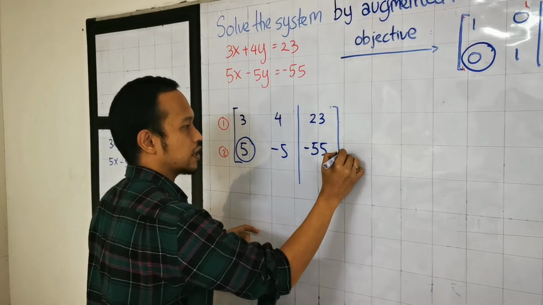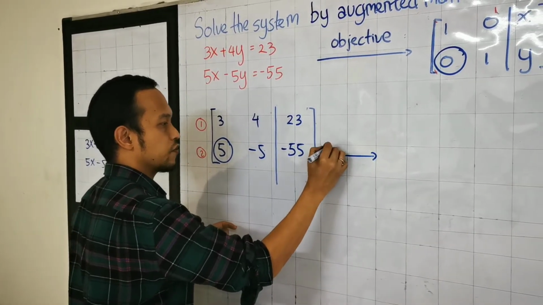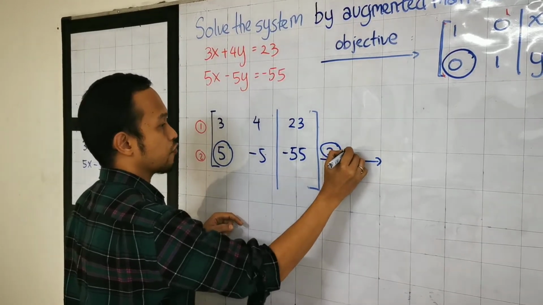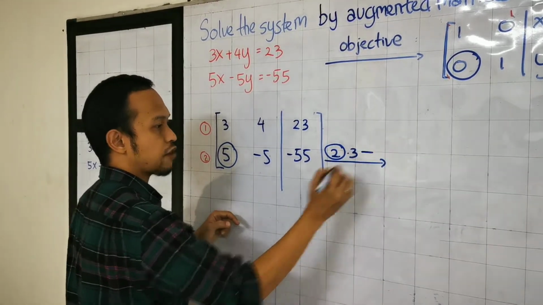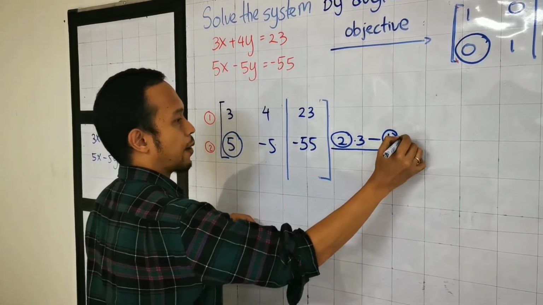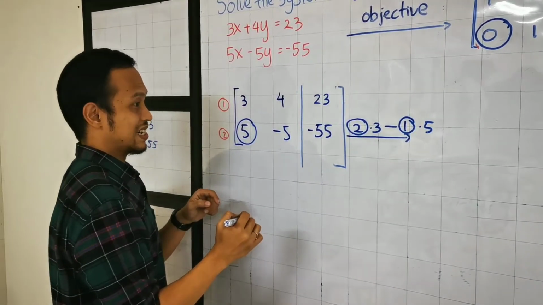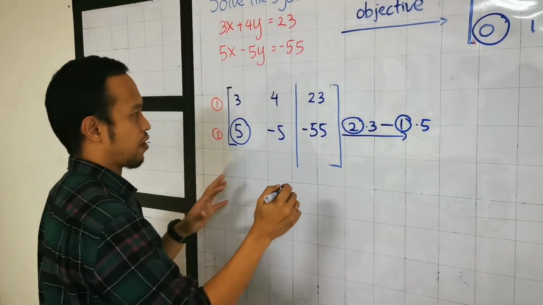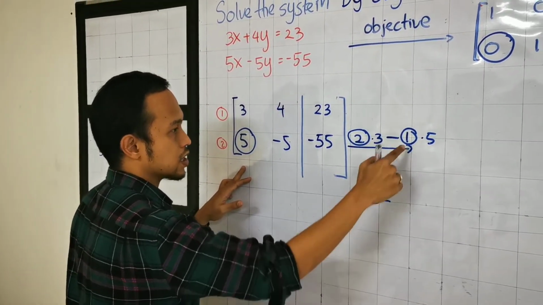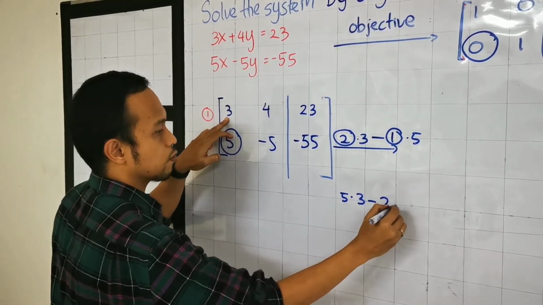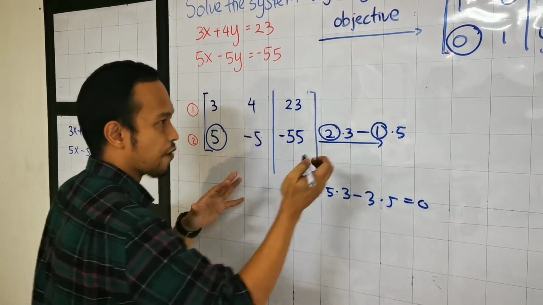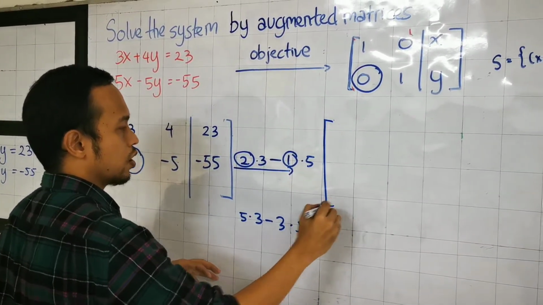So let's figure out what the rules are. The first rule is, the second row, which is 5, I need to multiply by 3, and then I will subtract the element of the first row multiplied by 5. Let's check whether this rule is right. So 5 multiplied by 3 minus, what is the first element? 3 multiplied by 5. So in the end, you know that it is 0. So we have a good rule.